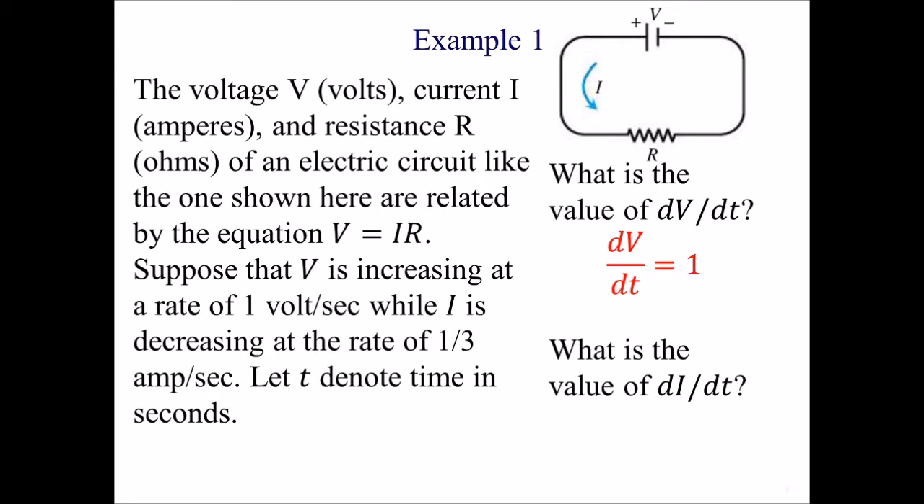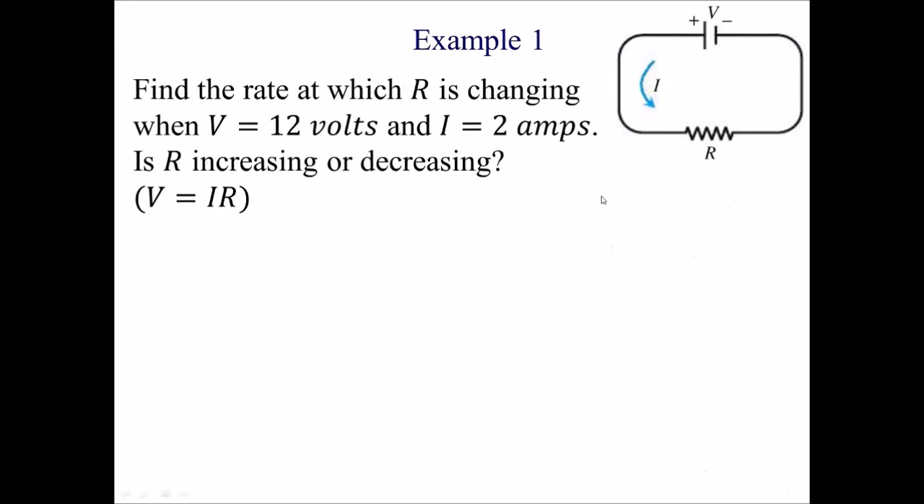The second rate we would like to look at is what is the value of dI/dt. Again, this is pulled from the problem. Notice that the problem says that the current is decreasing. That means dI/dt is negative. Continuing with this problem, the next question is find the rate at which R is changing when the voltage equals 12 and the current is 2 amps. Further, is R increasing or decreasing?